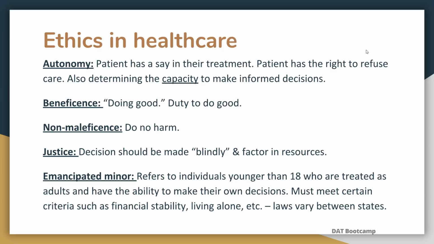They must meet certain criteria: they have to have financial stability, they have to be living alone, and laws vary between states. Usually an emancipated minor situation appears when you have someone roughly between the ages of 15 and 17. So that's something to keep in mind. If you're ever given an ethical scenario and they say the patient is 15, 16, or 17, maybe you want to think about an emancipated minor.